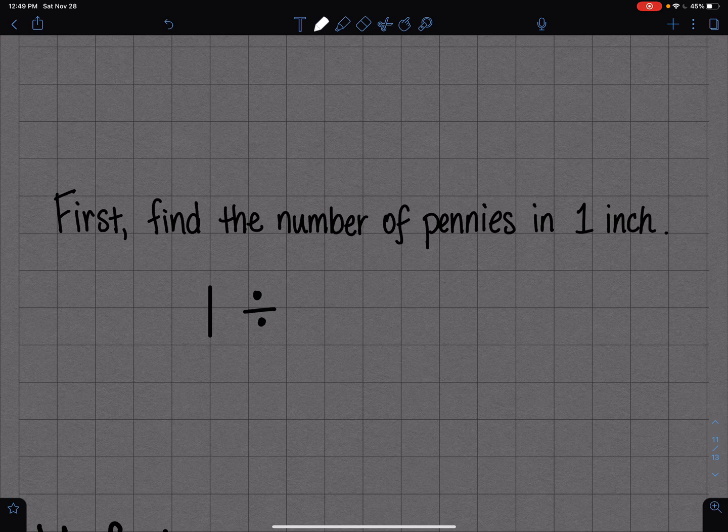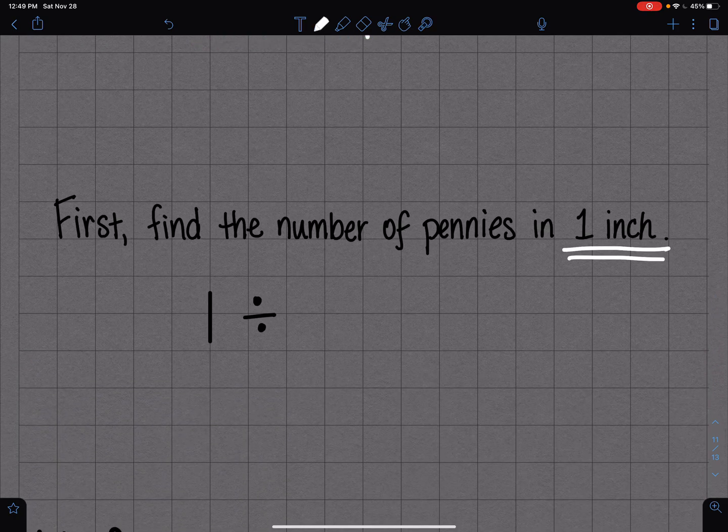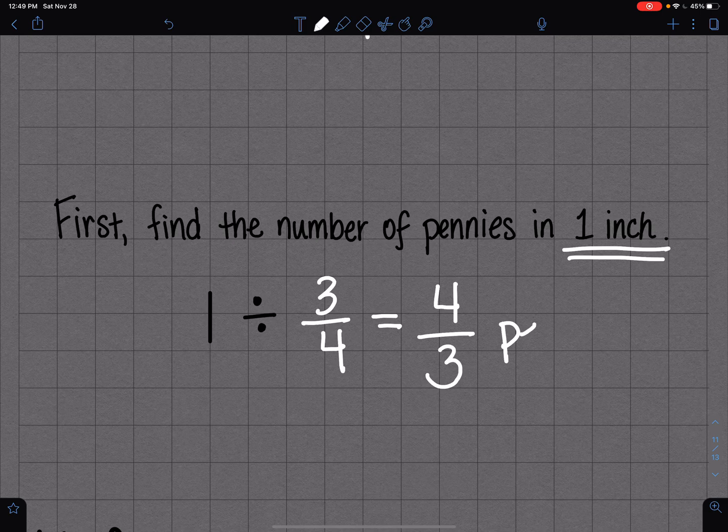Let's just find the number of pennies in 1 inch. So instead of 6 divided by 3/4, like this, we're just going to do 1 divided by 3/4. And what's the answer going to be? The answer is going to be its reciprocal. So it's going to be 4/3. So there are 4/3 of a penny in 1 inch. What does that mean?